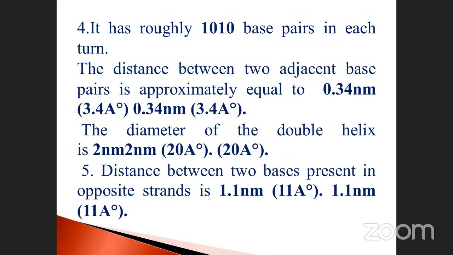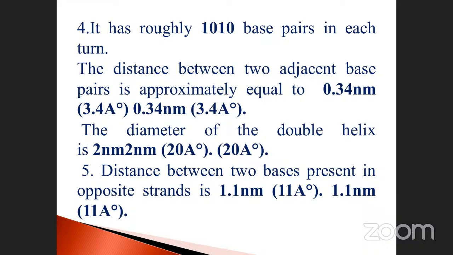It has roughly 10 base pairs in each turn. Each turn has 10 base pairs. The distance between two adjacent base pairs is approximately 0.34 nanometer, which is 3.4 angstrom. The diameter of the double helix is 2 nanometer, equal to 20 angstrom. The distance between the two base pairs in the opposite strands is 0.1 nanometer, equal to 11 angstrom.